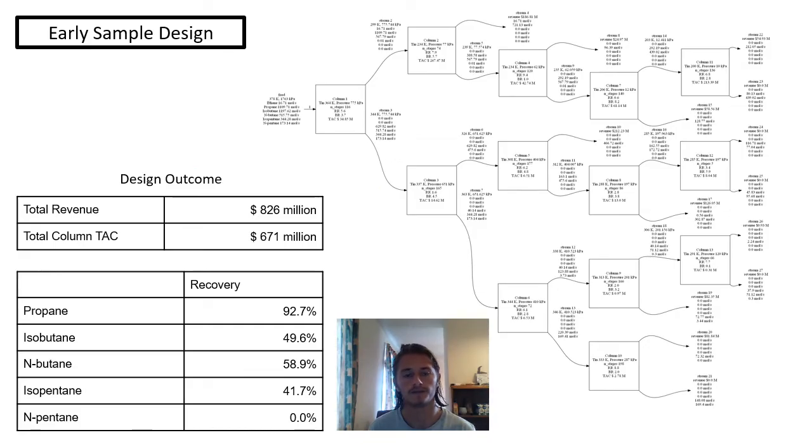So if we compare the best overall design that we saw in the previous slide to one of the best designs that happened early in the training period, we can see that the agent's able to achieve a much higher recovery in the final design compared to earlier, and a much lower total annual cost in the final design compared to earlier designs.